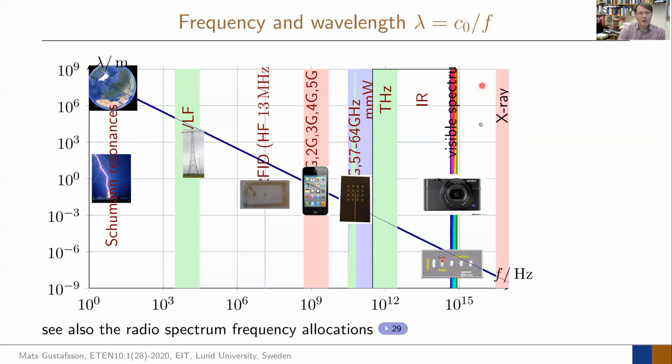Going even higher, we're up to X-rays. There are a lot of things happening, but this is the spectrum we deal with. And we build antennas in all of this region. Some need to be down here and some need to be here, and they all can be about half a wavelength in size.